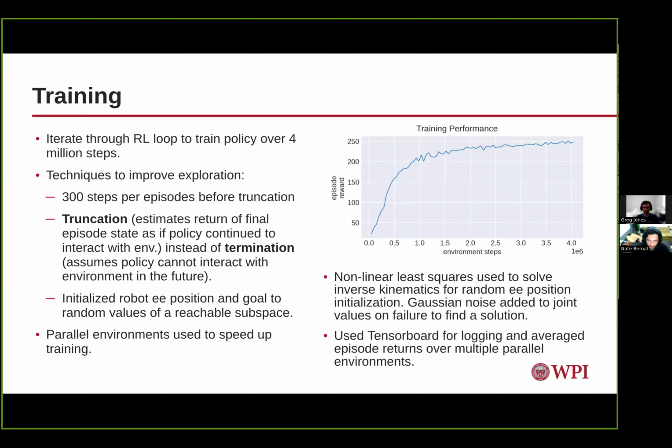Truncation lets the algorithm assume the policy could continue to act in the same state later, so it still assigns value to the final observation, whereas a hard termination would force the future reward to estimate to zero. An earlier version of the code mistakenly used termination whenever a goal was reached, which encouraged the policy to hover just outside of the goal zone. So switching to truncation fixed that issue and immediately improved learning speed.